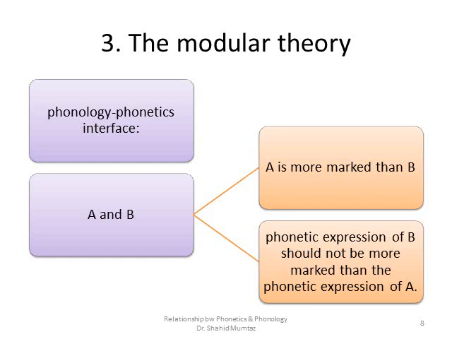In favor of modular theory, a principle can be proposed about the phonology-phonetics interface. For example, if we have two phonological representations A and B, and A is more marked than B, then it should not be the case that the phonetic expression of B is more marked than the phonetic expression of A.